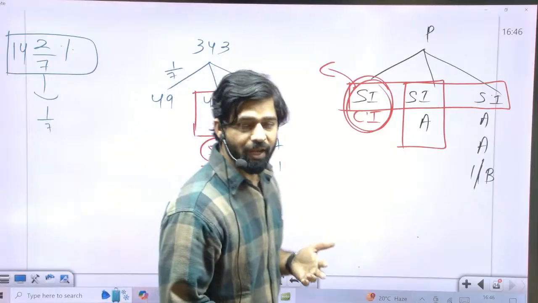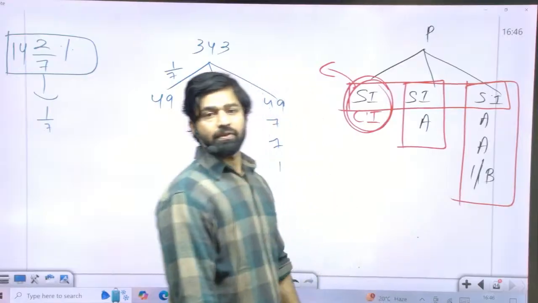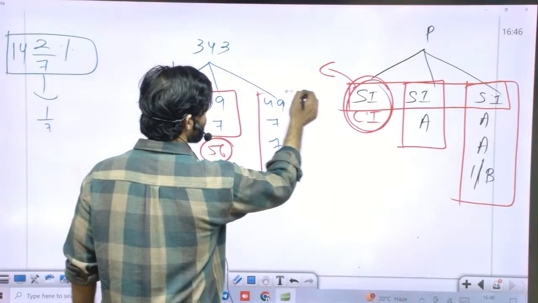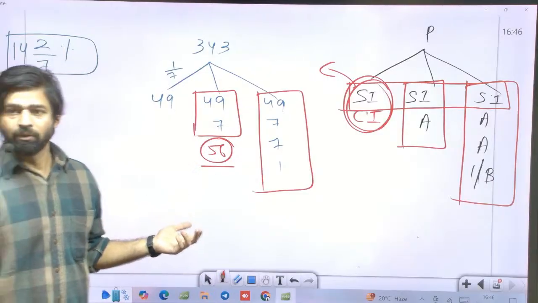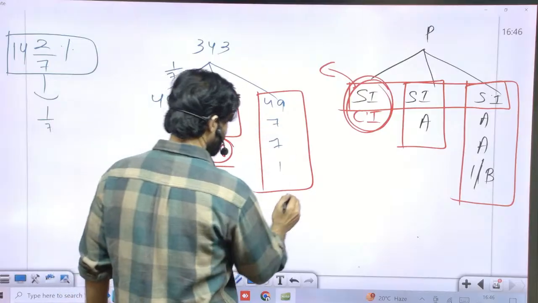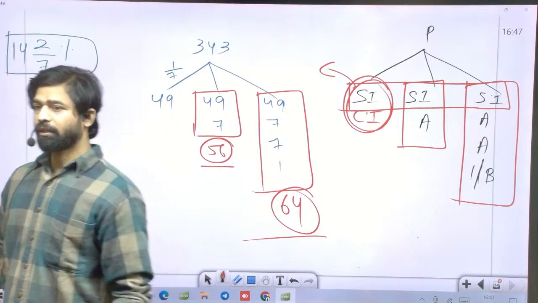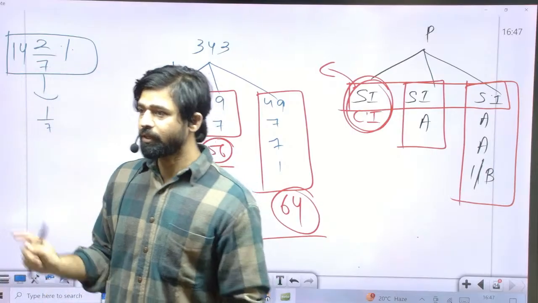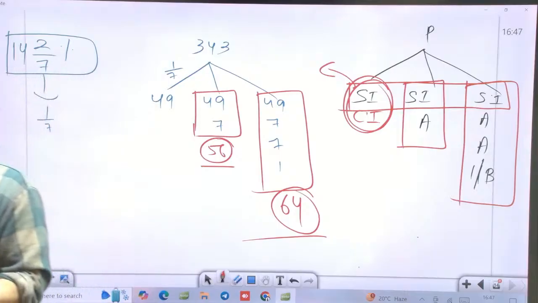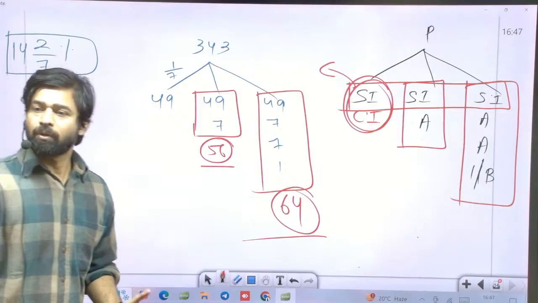Let's talk about the CI for the third year. So the CI for the third year is the vertical value. This is the CI for the third year, and in this we have 49, 7, 7, 1. We have to add that value. This is 56 and this is 8, so this is 64. So 64 units we are getting at the end of the third year, or this is the CI for the third year only. Are you getting my point? So all the vertical values we are taking are CI, and all the horizontal values we are taking in this tree are SI. Any problem?